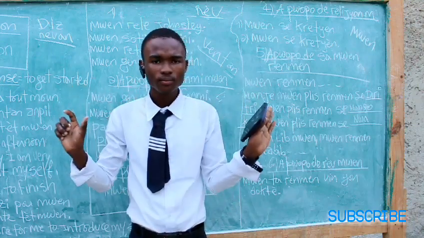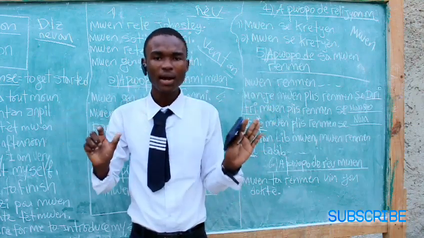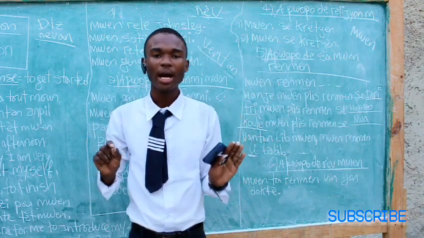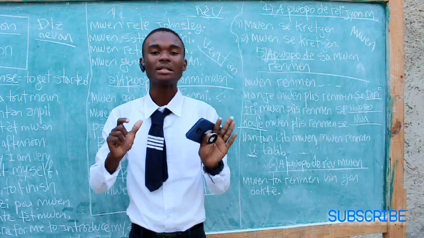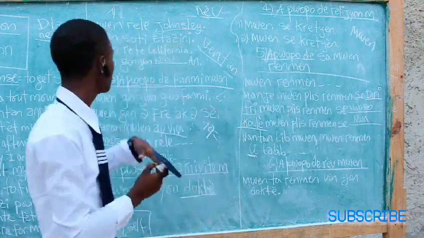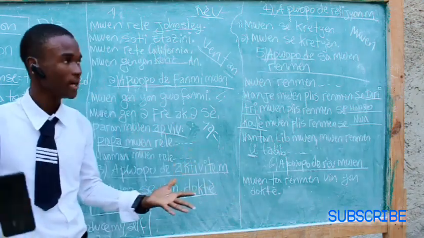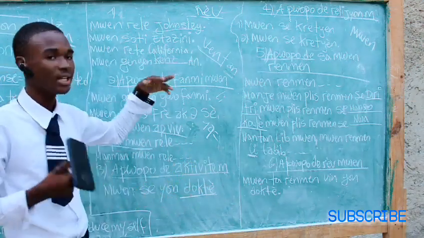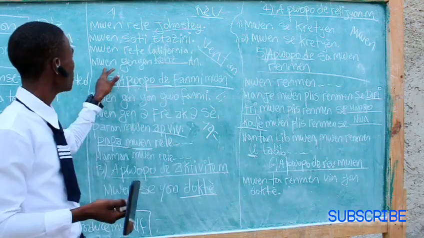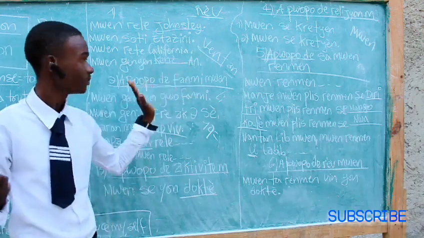Bonsoir tout le monde. Jodi a, moi vraiment content pour me présenter tête moi. I'm very happy to present myself. And after you have said this, you're gonna go here. Moi rele Johnsley. Moi sorti États-Unis. Moi rete California. Moi gagne 15 ans.